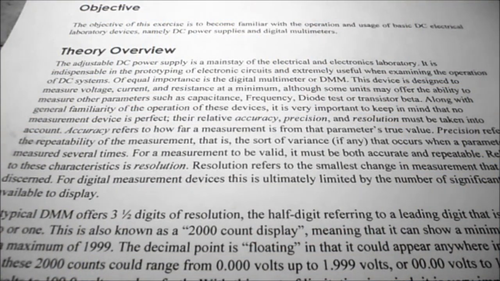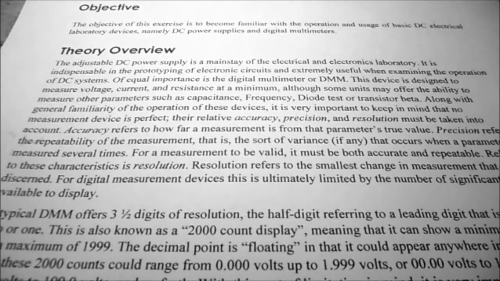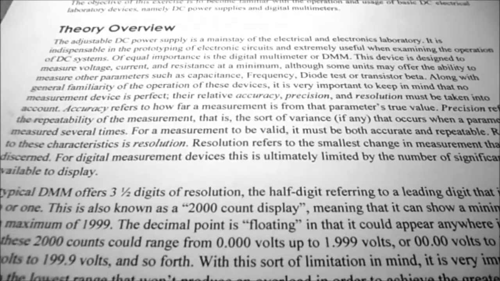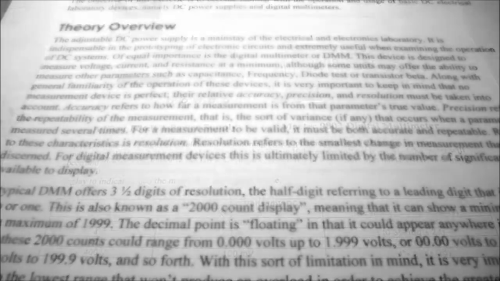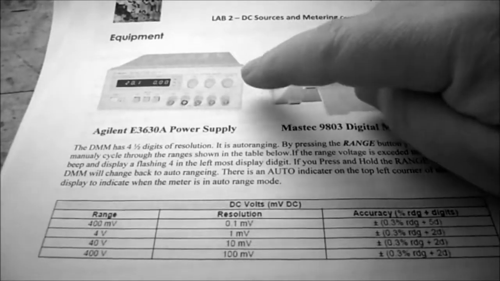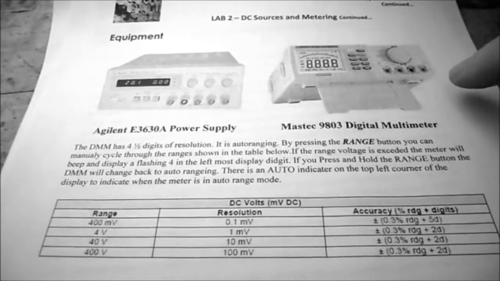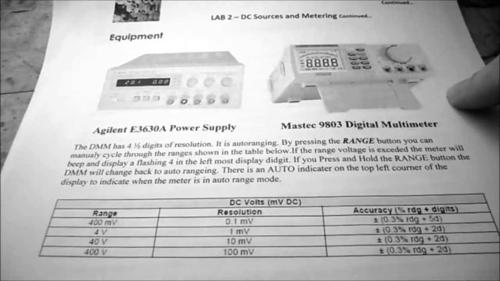The theory and overview talks about the importance of the power supply and the digital multimeter. It talks about accuracy, precision, and resolution, and the typical accuracy specification. Now on your lab, I've given you a picture of the Agilent power supply that we're going to be using and the Mastech digital multimeter that we're going to be using.